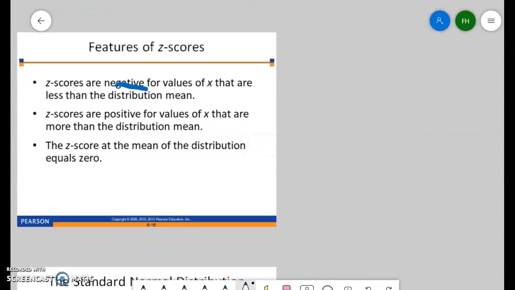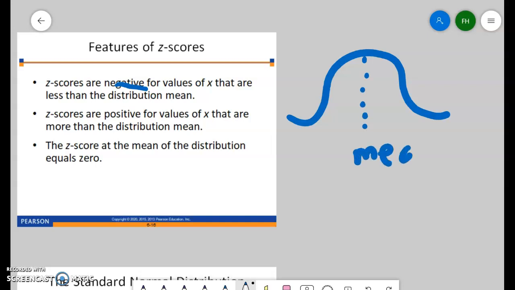If they're negative, that means they're less than the mean. So if you had a curve here and this was your mean, if it's negative, it's going to be to the left. And if it's positive, it's going to be greater than, so it would be over here to the right. And if it's equal to the mean, then that z-score is going to be 0.